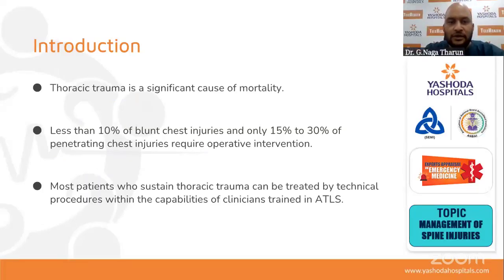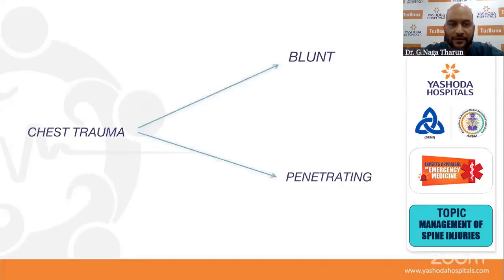Thoracic trauma is a significant cause of mortality in major injuries. It causes around 10 to 15% of mortality in accidents, and patients who reach the hospital after injuries have a high mortality rate. Less than 10% of blunt injuries and only 15 to 30% of penetrating chest injuries require operative intervention. Most patients who sustain thoracic trauma can be treated by technical procedures within the capability of clinicians trained in ATLS.